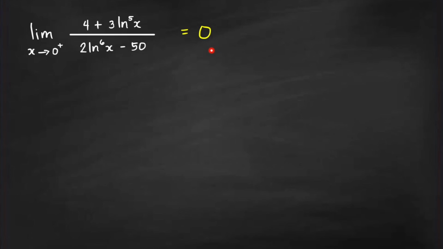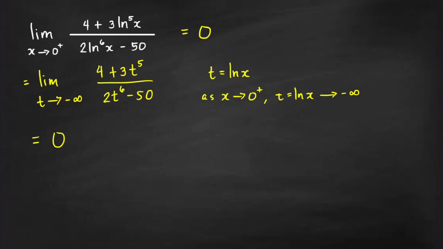We can also make a substitution here for this function to look like a rational function. If we let ln x be equal to t, then we can write this down as 4 plus 3t raised to 5 over 2t raised to 6 minus 50. Clearly, the limit is equal to 0.